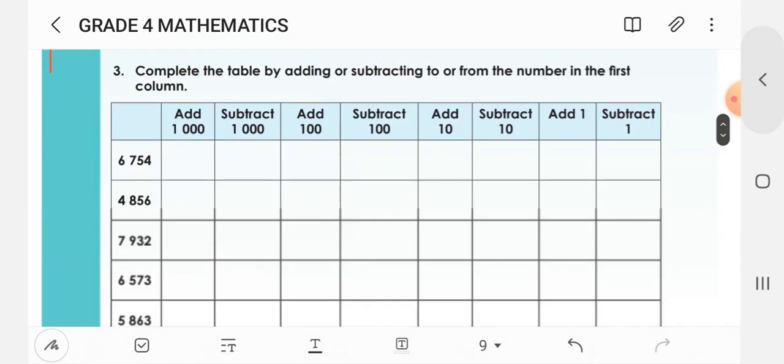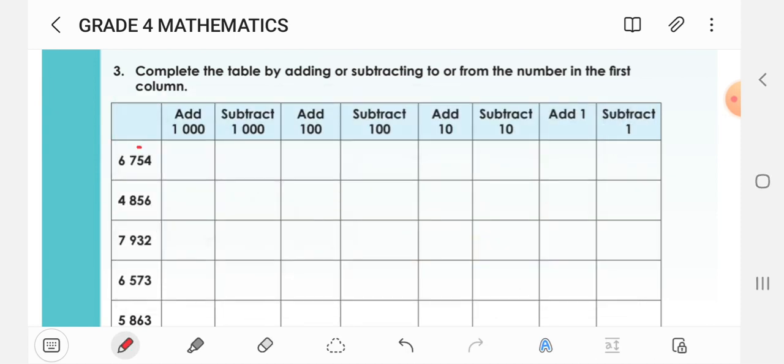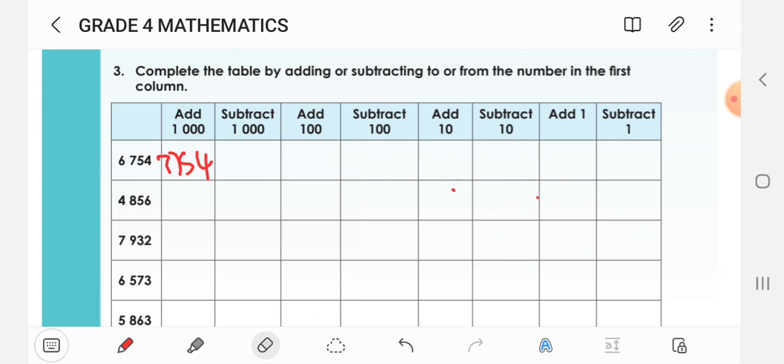So we will do number 3. So with number 3 here, we have 6,754. We add 1,000 to this. So we will say 6,754 plus 1,000. 4 plus 0, 4. 5 plus 0, 5. 7 plus 0, 7. 6 plus 1, 7. So we will have 7,754. And then here we subtract 1,000. So when we subtract it, it will go back to this one.